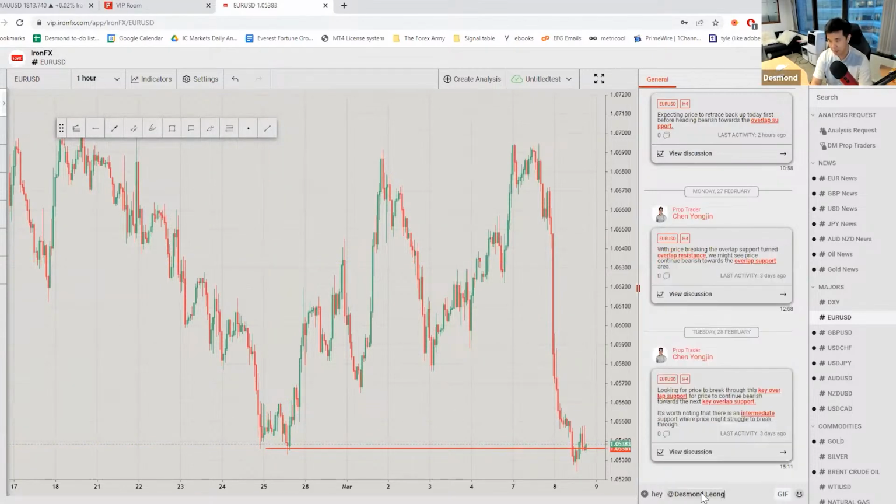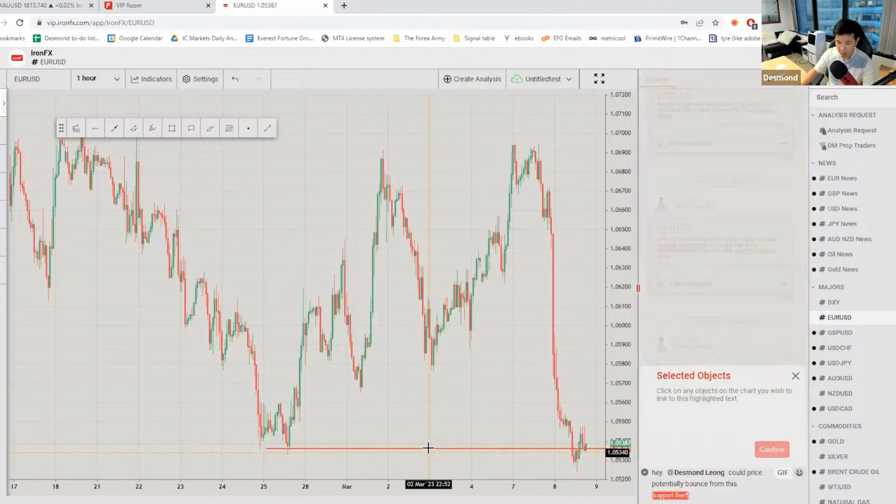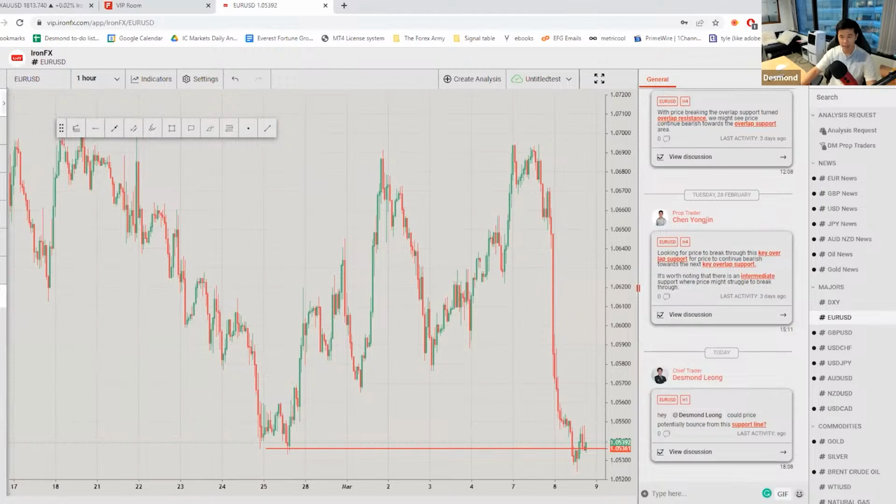Hey, Desmond, could price potentially bounce from this support line? Which support line are you referring to? You just need to highlight the text, click this little button called link object to text, and click whatever line you just drew. In this case, we just drew this line. So when you send this message through, and anyone, not just me, is reading it for the first time, I'll be like, hey, Desmond, could price potentially bounce from this support line? When I hover my mouse over, I'm like, oh, this is the support line you're referring to, right?